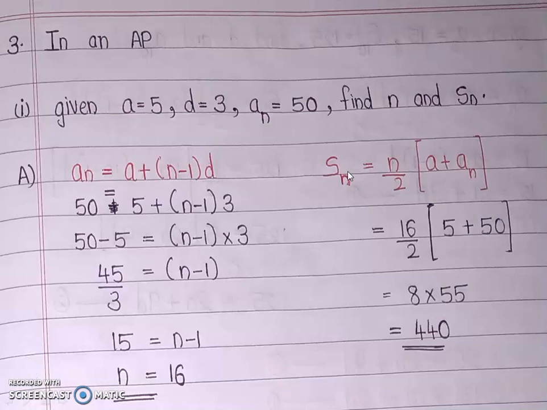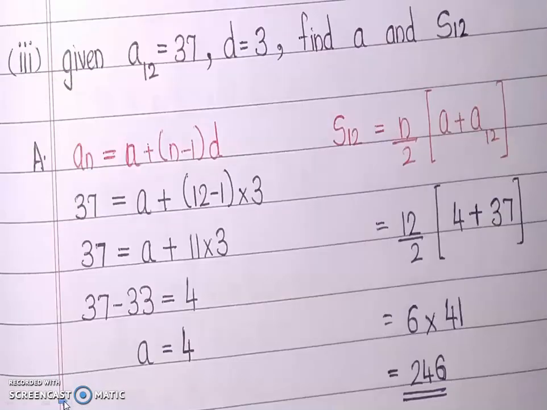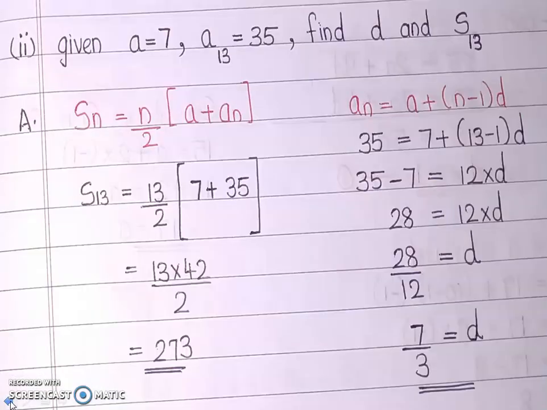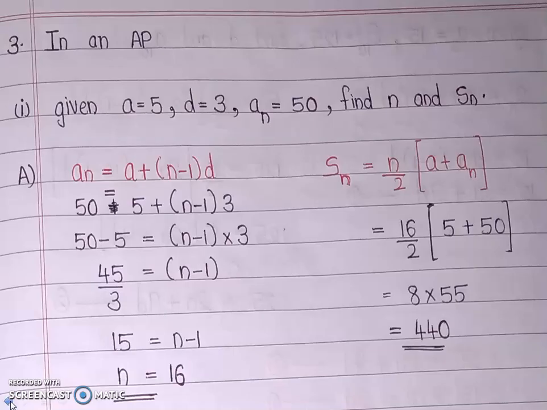Sn is equal to n by 2 into a plus an, or Sn is equal to n by 2 into 2a plus n minus 1 into d. Okay. All these equations we are using in question 3.